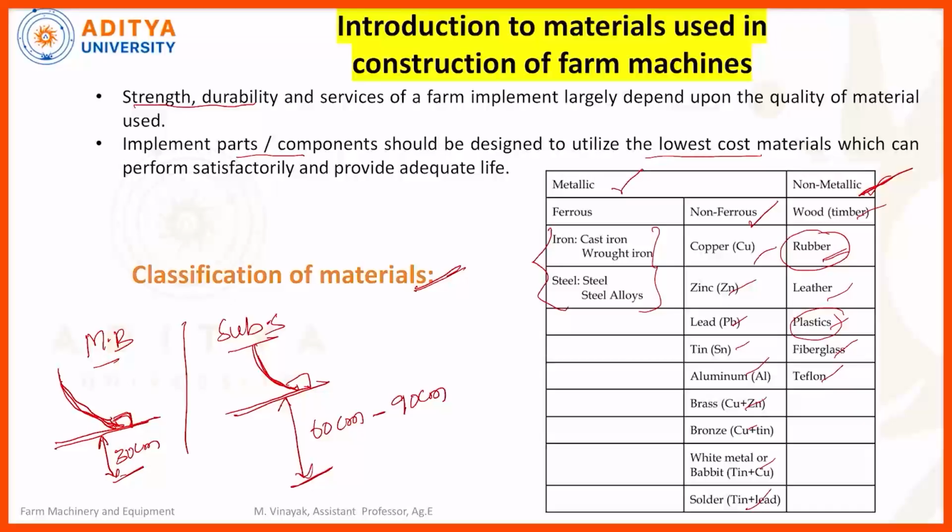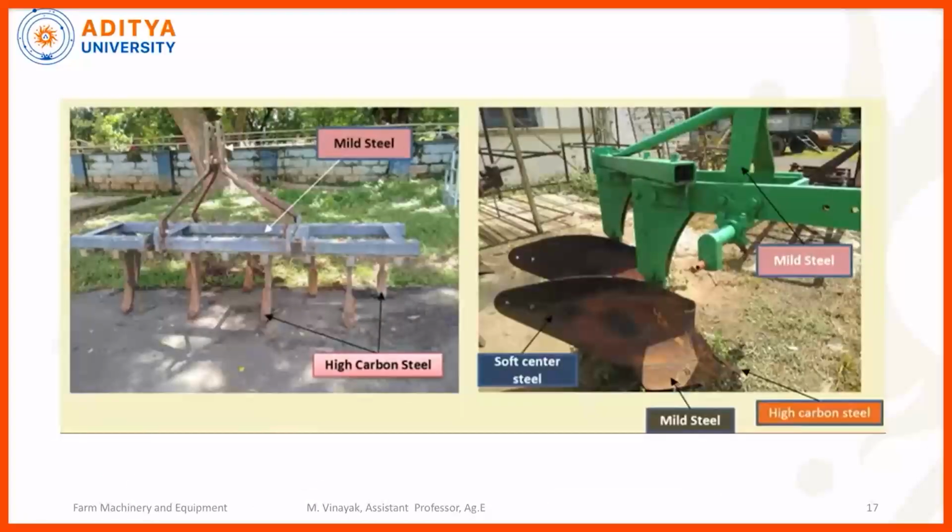In detail, we can explain what type of materials were used for the construction of each implement. So these are the two types of implements. The first one is a moldboard plow, and this one is a cultivator. The parts of the moldboard plow we can explain in detail in the upcoming lectures. Here I briefly explain what materials are used for the construction of the moldboard plow.